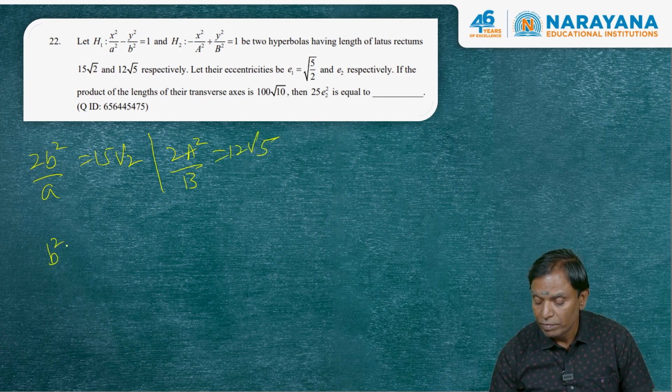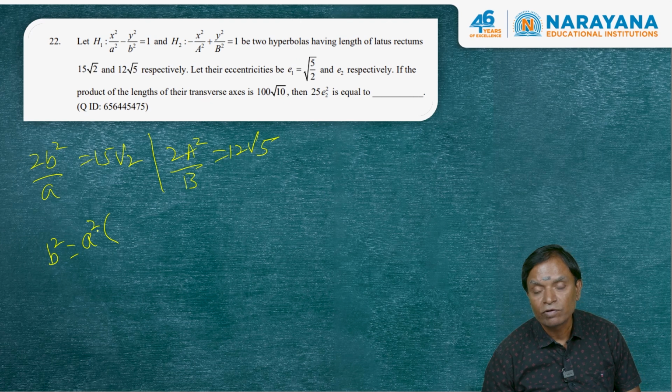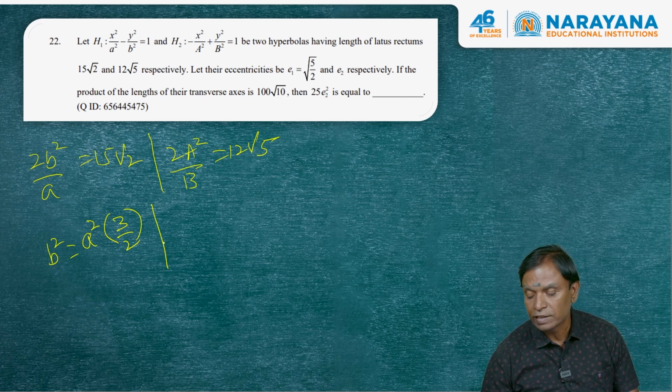And you are given B square is equal to A square into E square, E1 square minus 1, which is 5 by 2 minus 1. This gives you 3 by 2. And if the product of lengths of their transverse axis, that is A into B, this is given as 100 into root 10.